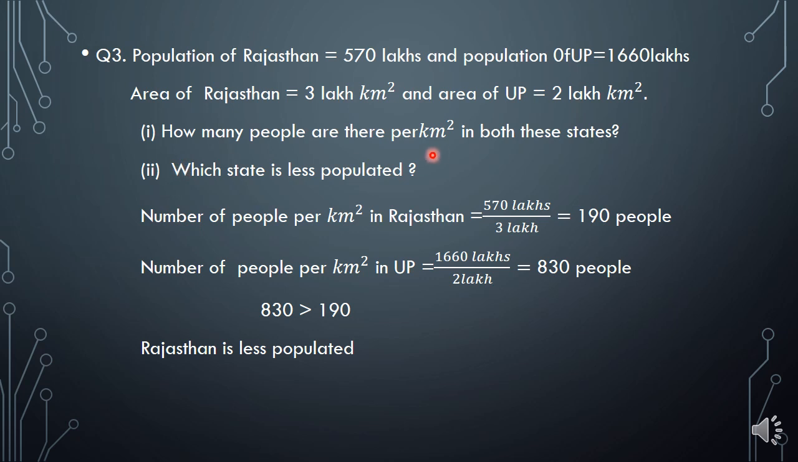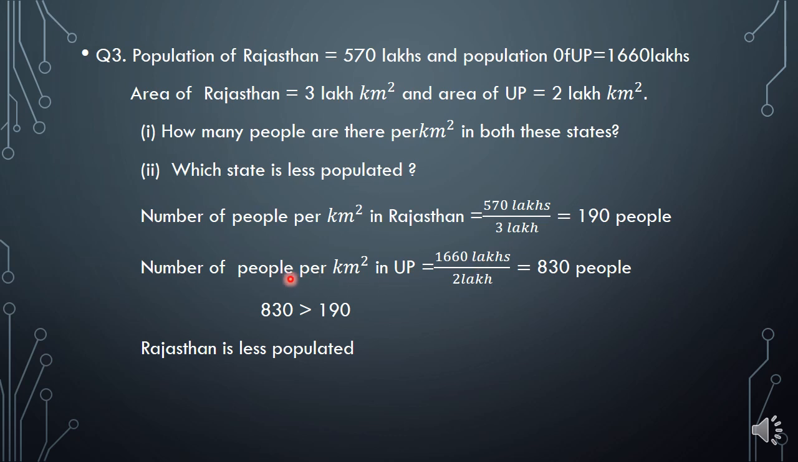First one, number of people per kilometer square in Rajasthan. That is number of people living in 1 kilometer square area of Rajasthan. How can we find, children? Here total number of people in Rajasthan divided by total area of Rajasthan we have to calculate. So 570 lakhs divided by 3 lakh. Lakh gets cancelled, and 570 divided by 3 we get 190 people. So in 1 kilometer square area of Rajasthan we have 190 people.